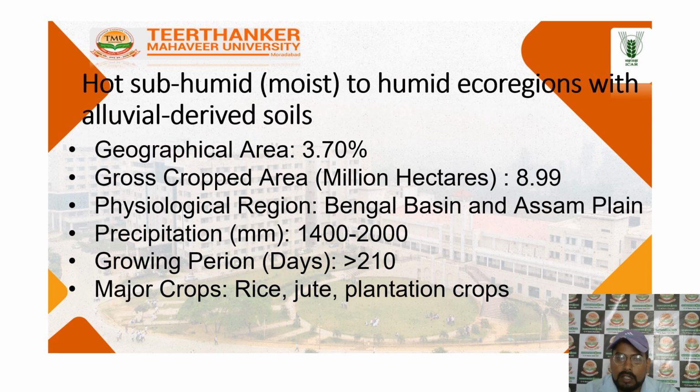Next is the hot subhumid, moist, and humid ecological region with limited drought soil. The area share is 3.7%, and the gross crop area is 8.99 million hectares, and the region is found basically in the Bengal Basin and the Assam plains. The annual rainfall is 1400 to 2000 millimeters, and the growing period availability is more than 210 days, and the major crops are rice, jute, and plantation crops.